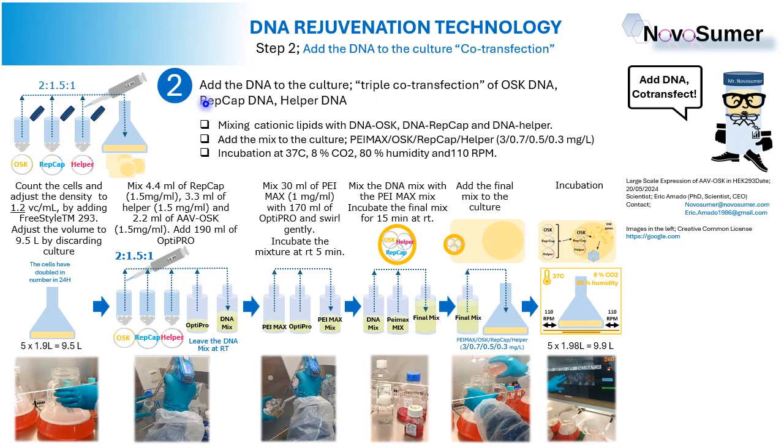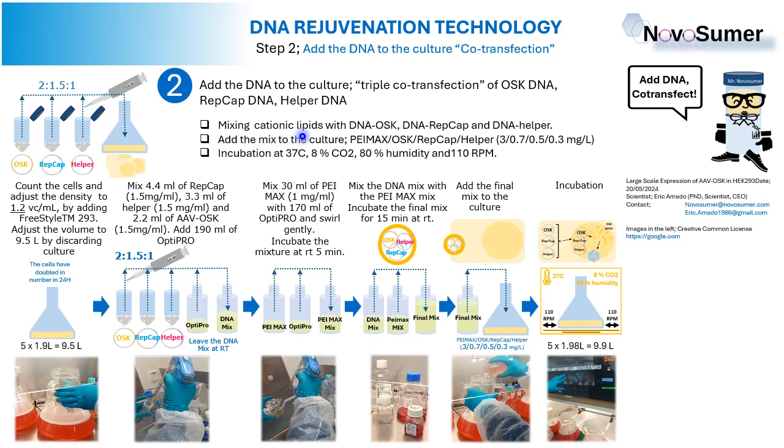So the second step is add the DNA to the culture. It's called triple co-transfection because we have 3 DNAs. Transfection means adding the DNA to be absorbed by the cells. And the DNAs are the host DNA, the RepCap DNA, and the helper DNA. Steps, very well summarized: mixing the DNA with lipids, cationic lipids.